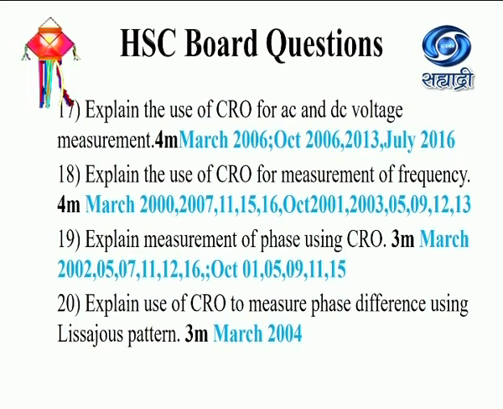So you have to explain AC measurement and DC voltage measurement for 4 marks. Next question, explain the use of CRO for measurement of frequency. Again, they have given the specific frequency measurement for 4 marks. You can explain both methods, that is internal time base method and Lissajous figure method, in this question. Next question is explain measurement of phase using CRO for 3 marks. Here you have to explain the phase measurement application. Next question, explain use of CRO to measure phase difference using Lissajous pattern. So the 19th and 20th questions are the same. Again, you have to explain the phase measurement by using Lissajous pattern like ellipse or circle for 3 marks.